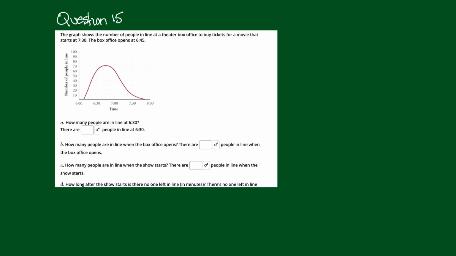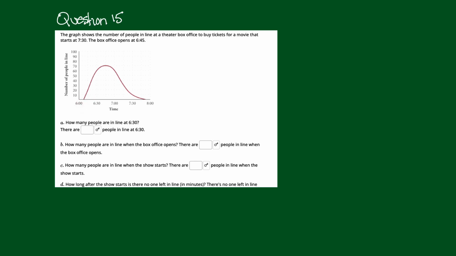Question 15, we're going to read this graph. So here's what this graph does. I'm just going to read it. The graph shows the number of people in line at a theater box office to buy tickets for a movie that starts at 7:30. Now the box office opens at 6:45. All right, so on our graph, this is the time since the box office opens, and this is the number of people in line.